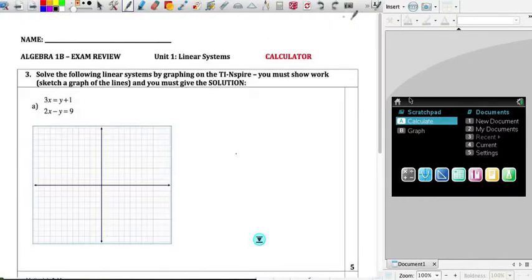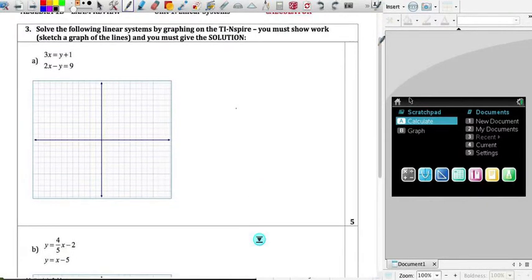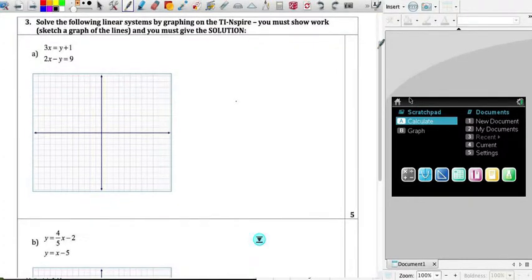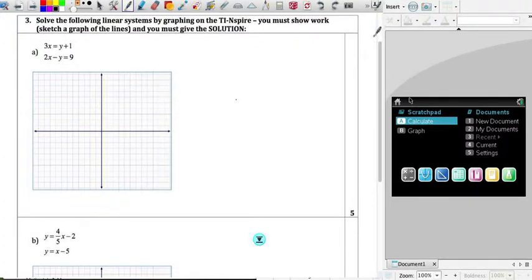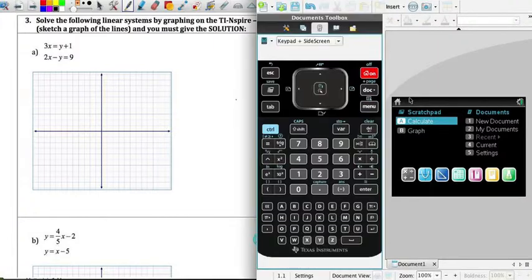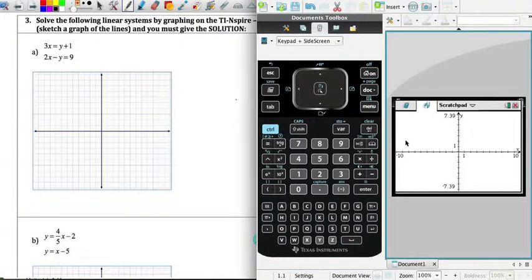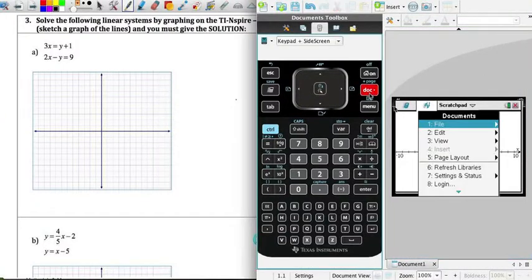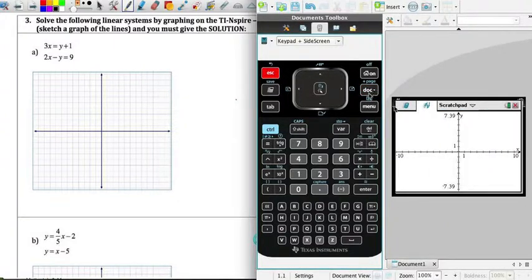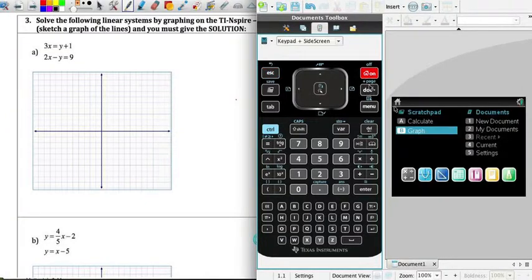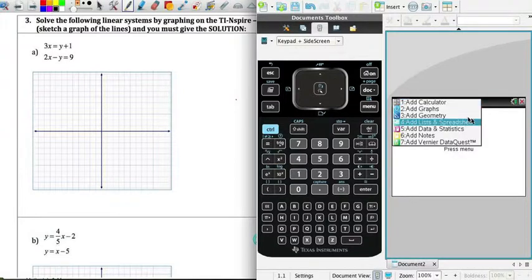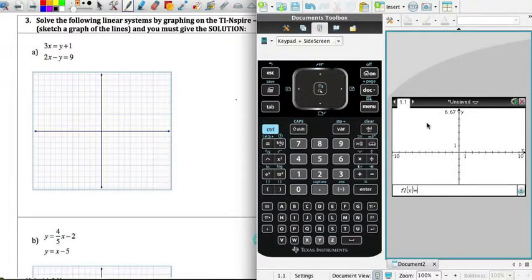Alright, so what I'm going to do is move now on to a very similar looking question, the difference being this time I'm going to solve the linear system graphically, but using the TI. And so what you're going to do is go to your home page, you'll select graph in this case, or alternatively you can go into your document menu, and you can create yourself a new document. So the alternative is to go onto the home page and create a new document, and what I'm going to do in this new document is add a graph.